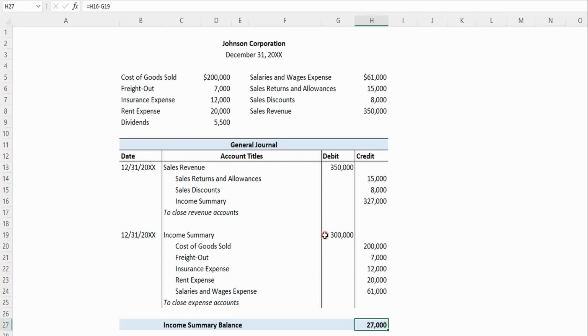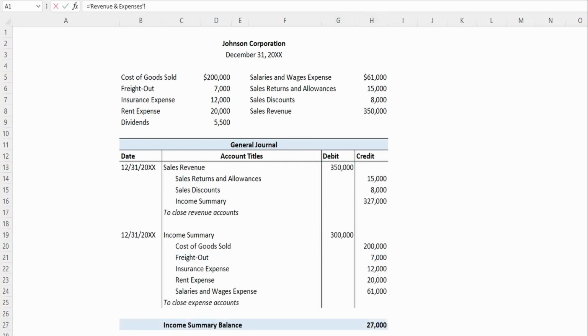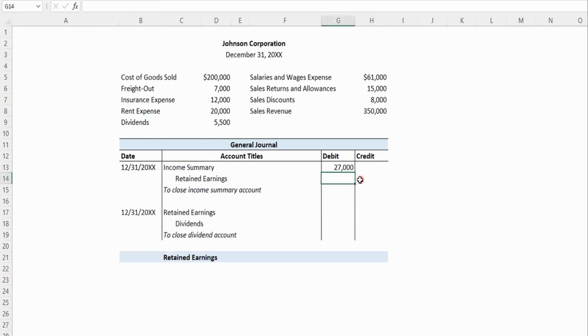In the third closing entry, we will transfer the balance in the income summary account to retained earnings. Since the income summary account has a credit balance, we will debit it and credit retained earnings for $27,000. This will increase the retained earnings balance. Remember that net income increases retained earnings and owner's equity, and net loss decreases retained earnings and owner's equity.